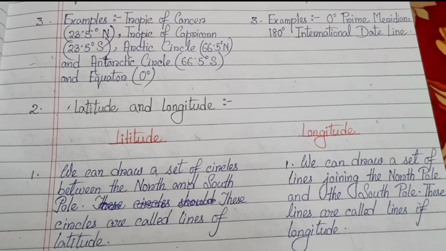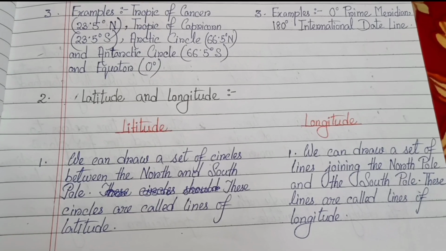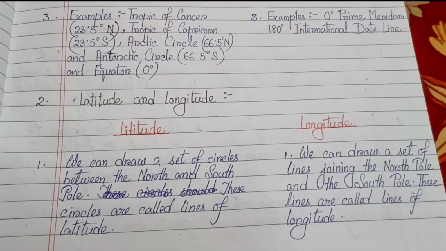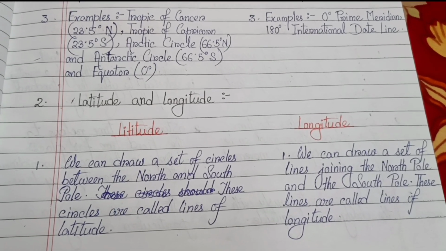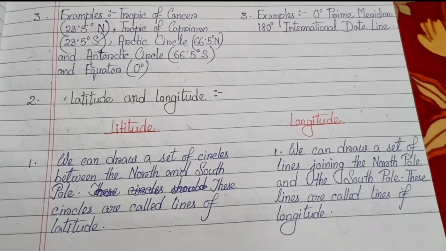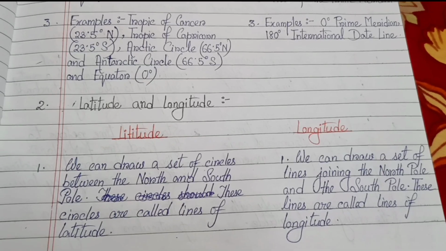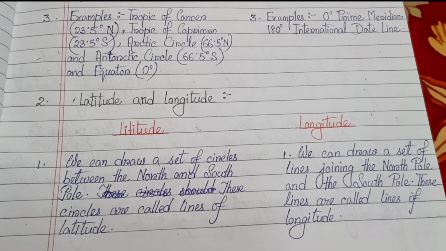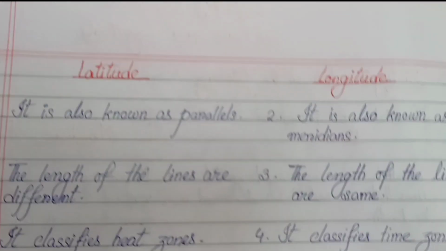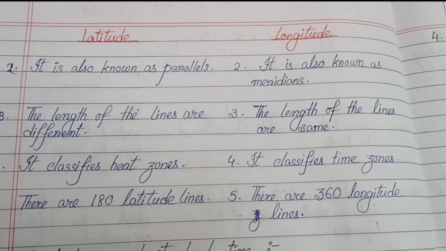Number 2, difference between latitude and longitude. Number 1, we can draw a set of circles between the north and south pole. These circles are called lines of latitude. Number 1, we can draw a set of lines joining the north pole and the south pole. These lines are called lines of longitude. Number 2, it is also known as parallels. Number 2, it is also known as meridians.